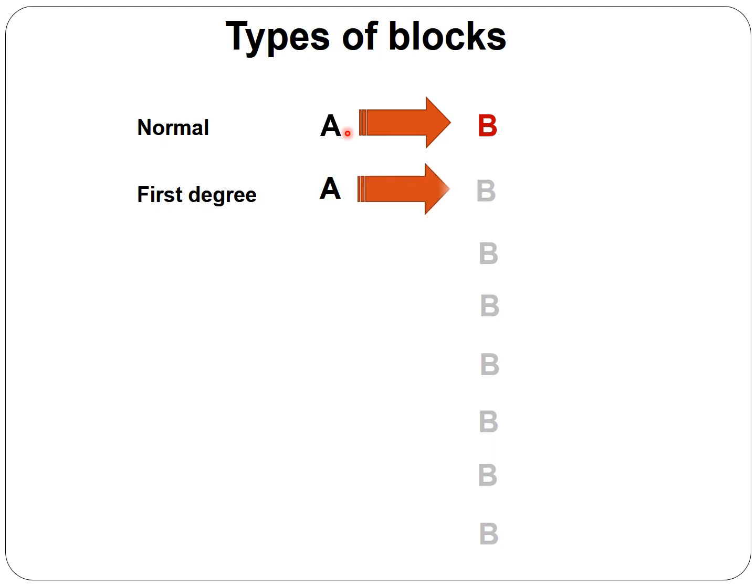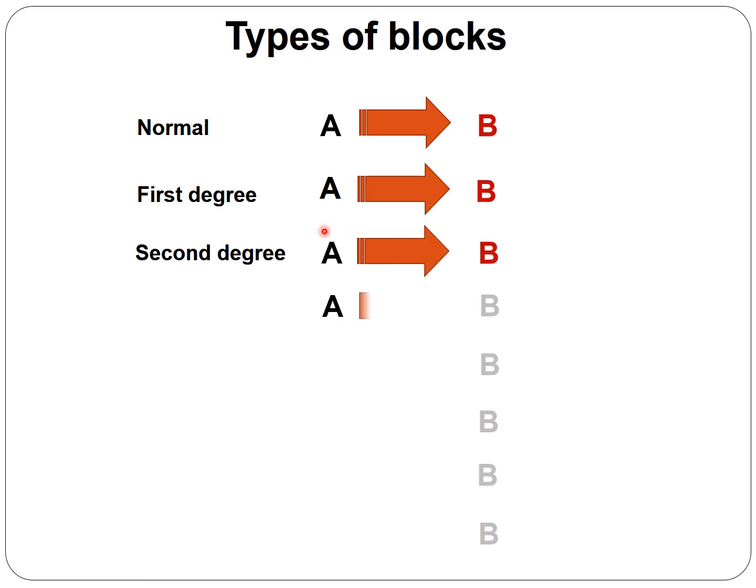However, when we have a first degree block, we still have a connection between these 2 points, between A and B. However, the depolarization spreads slower from A to B, but every impulse is getting from A to B.